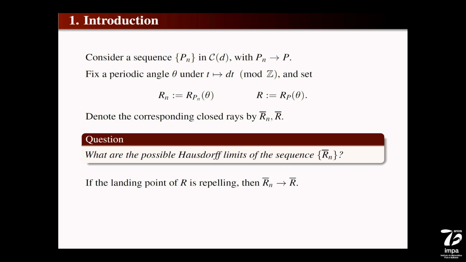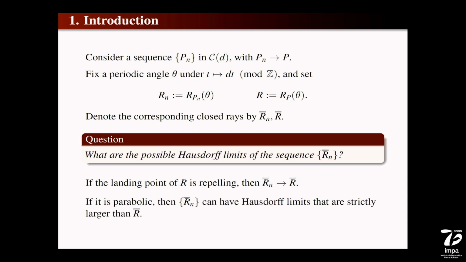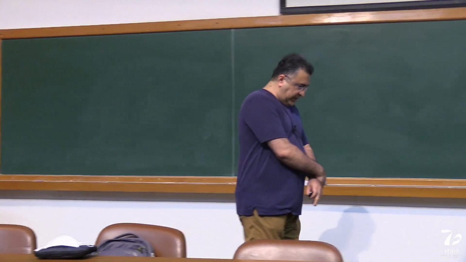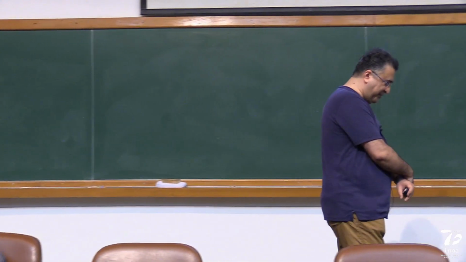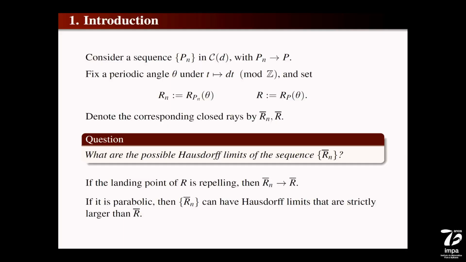However, if the landing point is parabolic, then it's been observed, again, for a long time that you can get some extra stuff in the limit. So you could come up with examples where when you take the Hausdorff limit of these closed rays, not only do you get the closure of R, but you get some extra stuff.